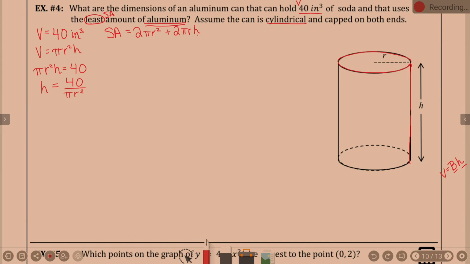Is that the form I used in my notes? It is. Okay, so now we're going to rewrite our surface area formula. In my notes, I wrote it as S of R because it's the surface area formula, and we're getting ready to write it in terms of R. 2 pi r squared is going to stay 2 pi r squared. Plus 2 pi r h is going to be 2 pi r times 40 over pi r squared.